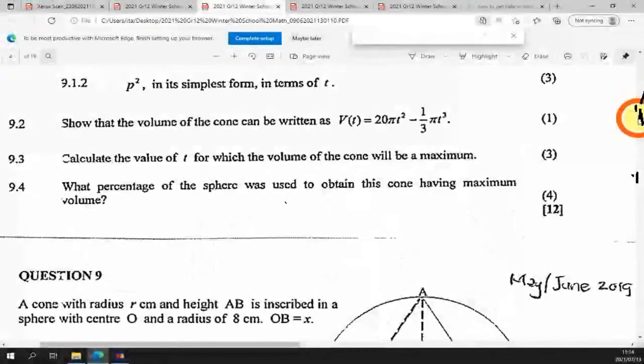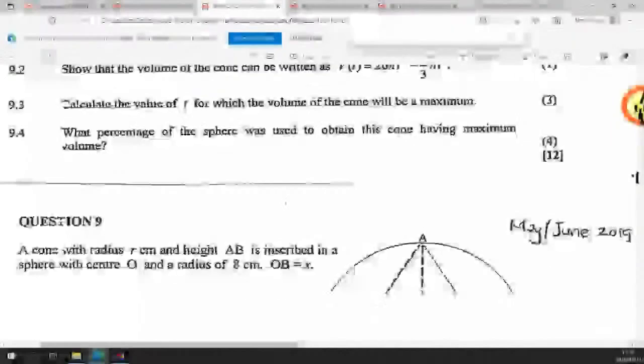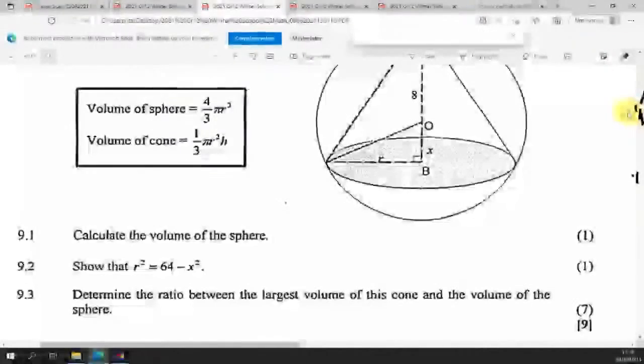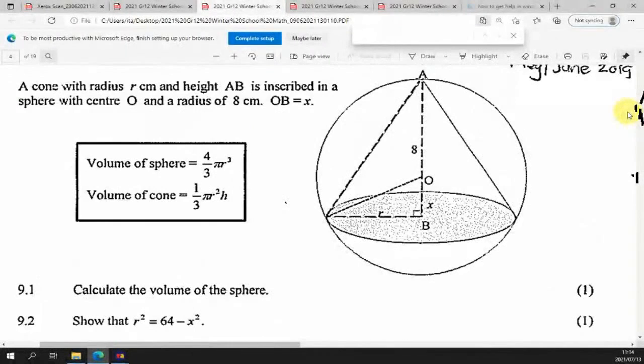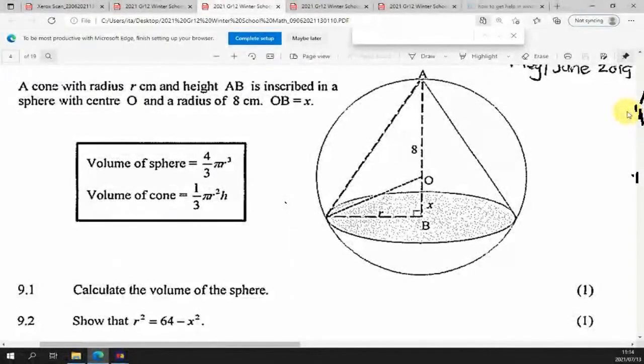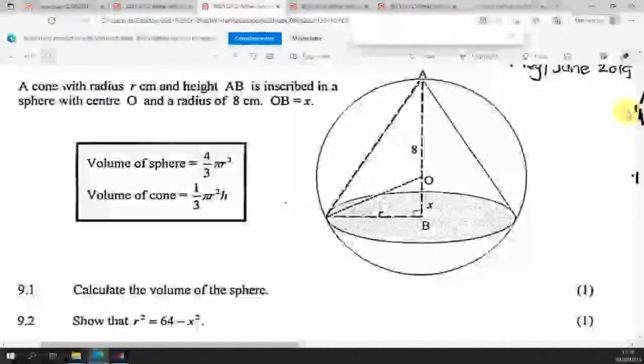They tell us a cone with a radius r centimeters and the height AB is inscribed in a sphere. So if I think about it, there's a cone inside a sphere. The first thing they ask me is to calculate the volume of the sphere. They say a cone with radius r and height AB is inscribed in a sphere with center O and radius 8.